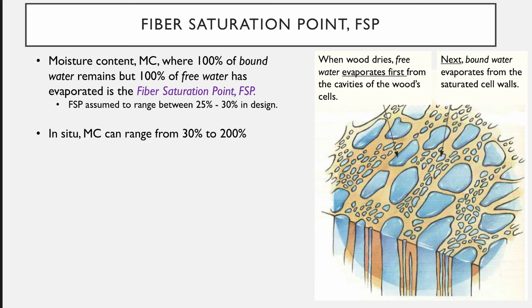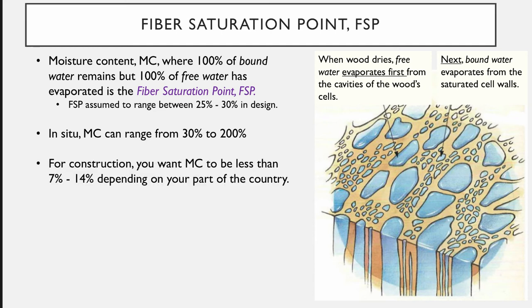In situ, for a tree that's just living in the wilderness, your moisture content should be at least 30%, because you don't want a tree that is so dry it doesn't have its cell walls saturated. But it could be up to 200%. If you have very large pores, very large tracheids, and you have a lot of water in your tree, you could have as much as 200% moisture content, which is crazy, more water than wood by weight.